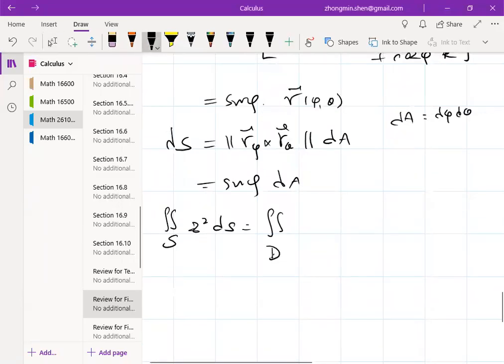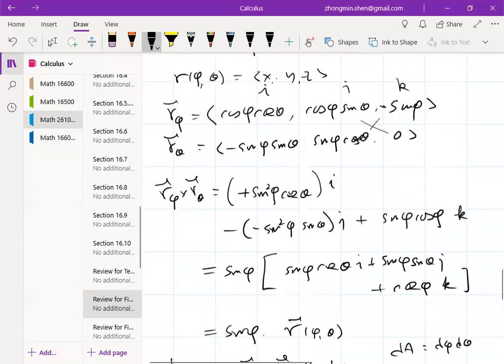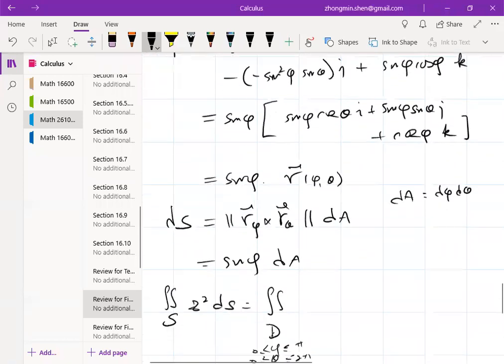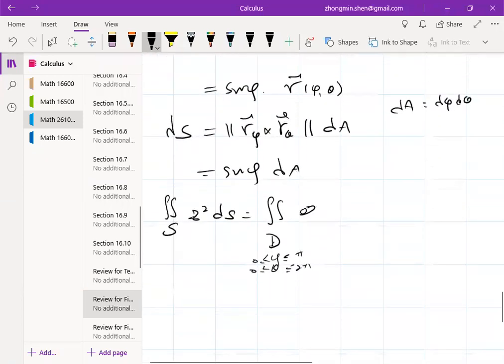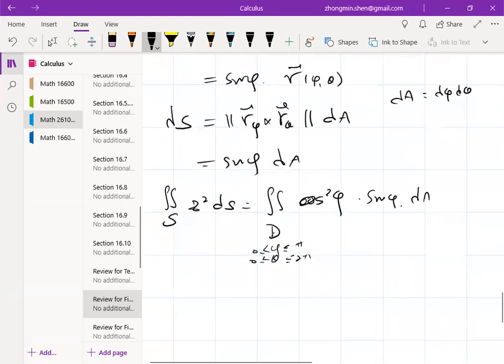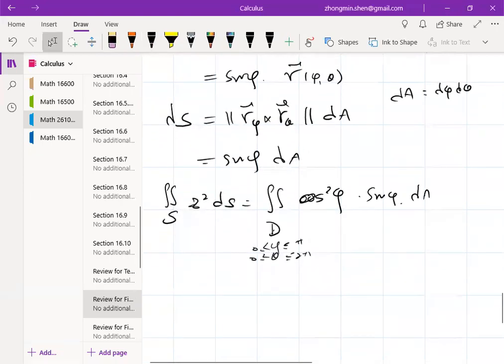Okay, the double integral, phi is between 0 and pi, theta is between 0 and 2 pi. The double integral of z squared. Remember, what is the expression for z? Cosine phi. And the dS is sine phi dA. So this is independent of theta.